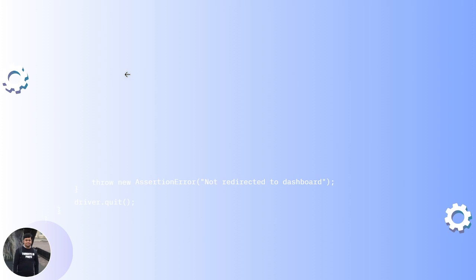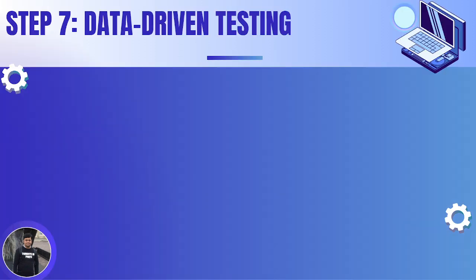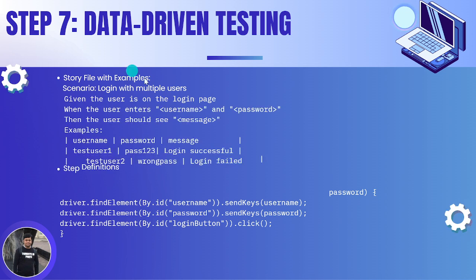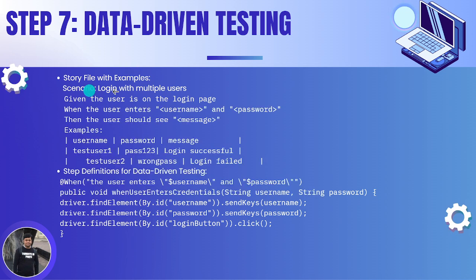Next is data driven testing. Again, you can use the story files with examples. For that, you can use a scenario like login with multiple users and then the examples table, and the same data you can pass using the step definitions. For data driven testing, you can pass the username and password to the method.